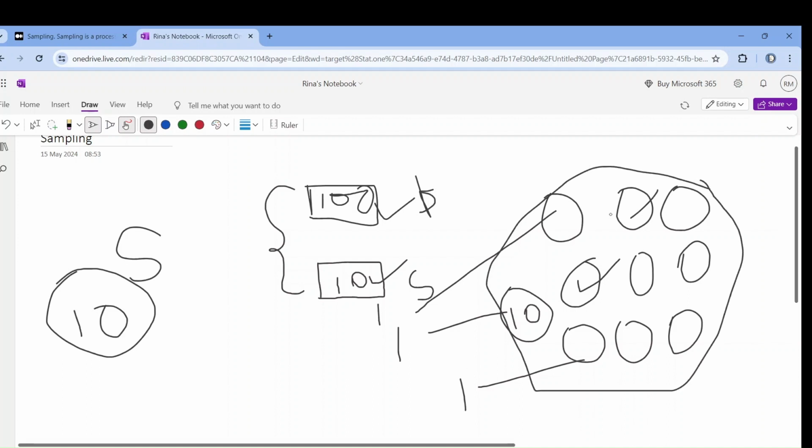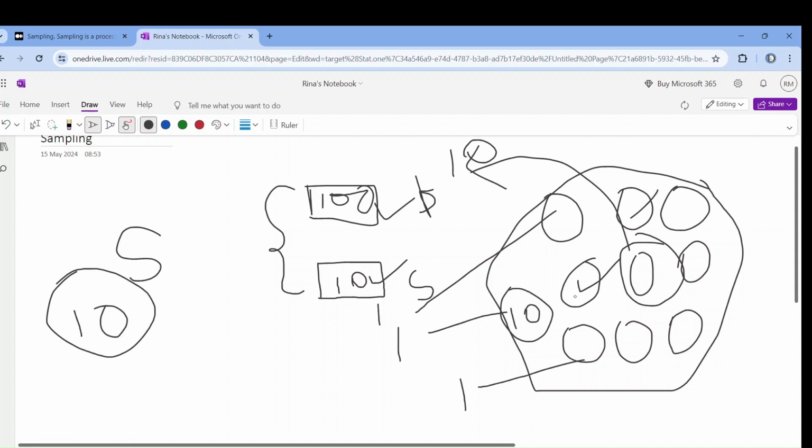Now say that I don't want to go to each cluster. I will take randomly one cluster. I take this one at random. So in this cluster, I'll get a total of 10 people and I will ask questions from them. So you understand the difference?